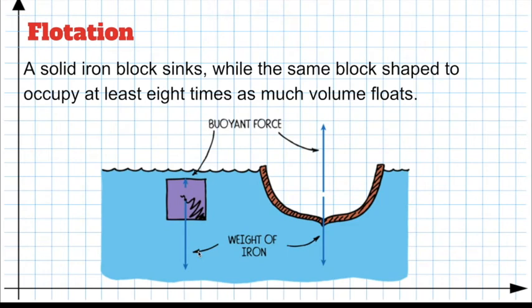An object will float if the force on it upwards is equal to the downwards force of gravity. So if you have a solid block of iron, it will not displace very much water, and it will not have a very large buoyant force, and it will sink.